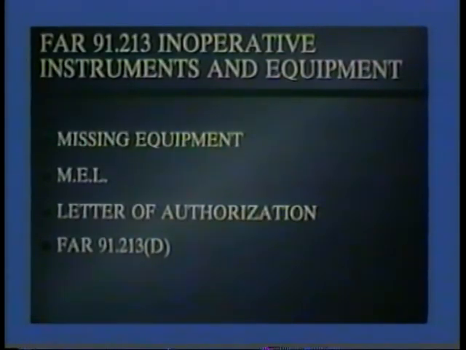FAR 91.213 is titled Inoperative Instruments and Equipment. This regulation allows an aircraft to be operated under FAR 91 with missing equipment if an approved minimum equipment list exists for the aircraft, or if the aircraft has a letter of authorization for a minimum equipment list, or if the pilot meets the requirements of FAR 91.213 paragraph D, which allows operation without an MEL under certain conditions.